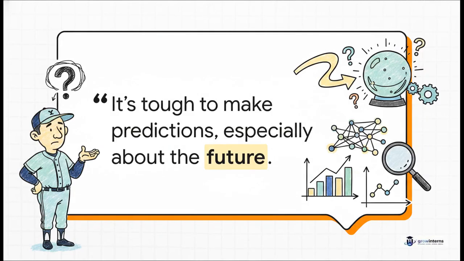Okay, so let's kick things off with a classic, slightly humorous quote from Yogi Berra. He said, "It's tough to make predictions, especially about the future." And he hit the nail on the head. Prediction is inherently difficult. But, as we'll see today, by really understanding the underlying math and structures of our data, we can make those predictions with a whole lot more confidence.